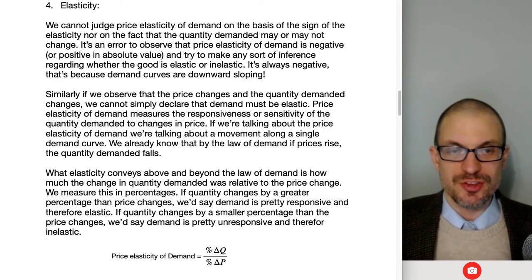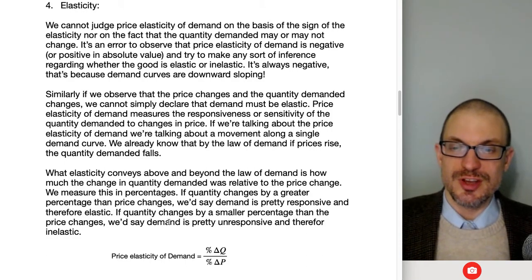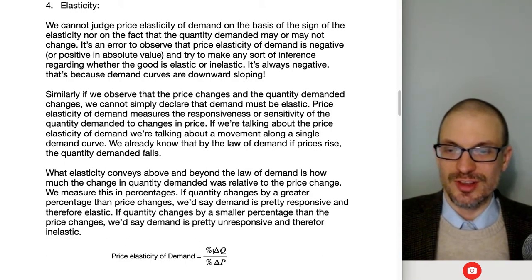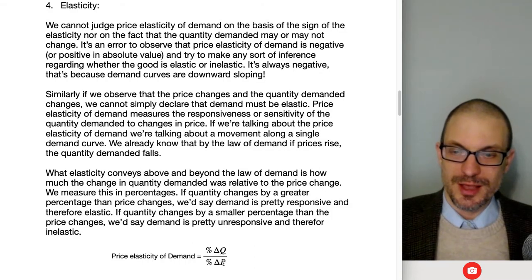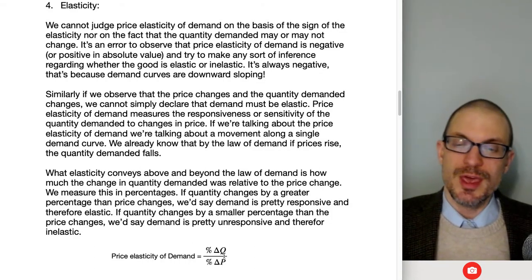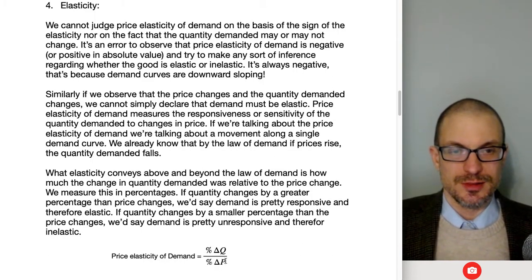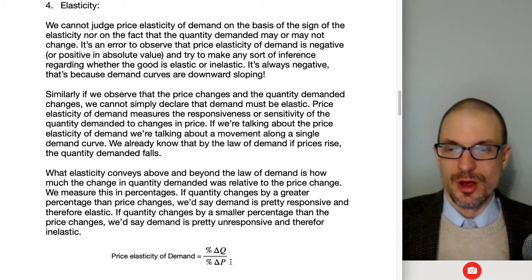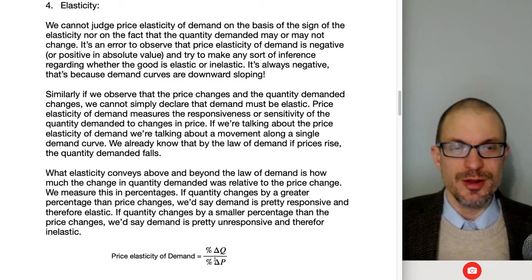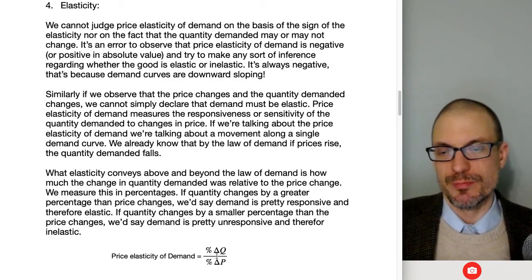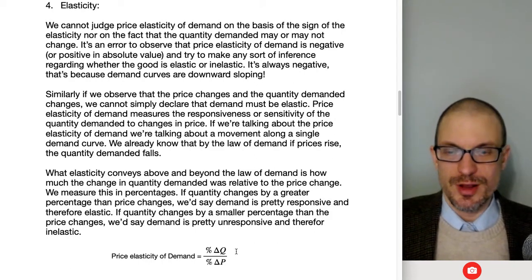If quantity changes by a smaller percentage than the price changes, we'd say demand is pretty unresponsive and therefore inelastic, right? So there, if price changes by a lot more, we have a much larger denominator, and then our price elasticity of demand ratio would be something less than 1 in absolute value, something between 0 and 1, right? Think about increasingly small fractions, like 1/2, 1/3, 1/4, all with the property of having a larger denominator. These correspond to inelastic demands: 1/2 or 0.5, 0.33, 0.25, right?